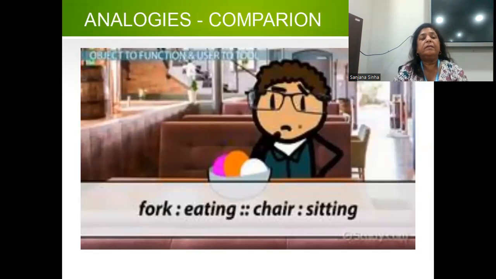So, as I said, analogies are comparisons. Let's take a look at the first one. Fork: you use a fork for eating. You need a chair for sitting. So we'll have to fill in the blanks. This is, of course, a solved one. Fork for eating, chair for sitting.